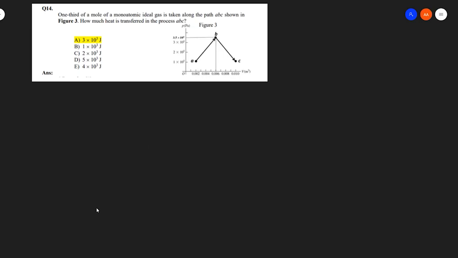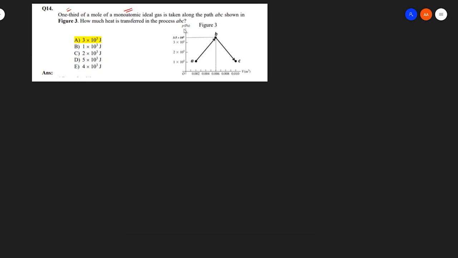Yes, great. Okay. So now this is, I think, chapter 18, if I remember well, or 19 probably. So one third of a mole of a monoatomic ideal gas is taken along the path ABC shown in figure 3. How much heat is transferred in the process ABC? First of all, of course, here the number of moles is important. We'll use it as a number, but the keyword here is monoatomic. Monoatomic here is very important. Ideal gas, most of the time we work with ideal gas, but here monoatomic, we'll use it later. It's a keyword, and I will show you how to use it.